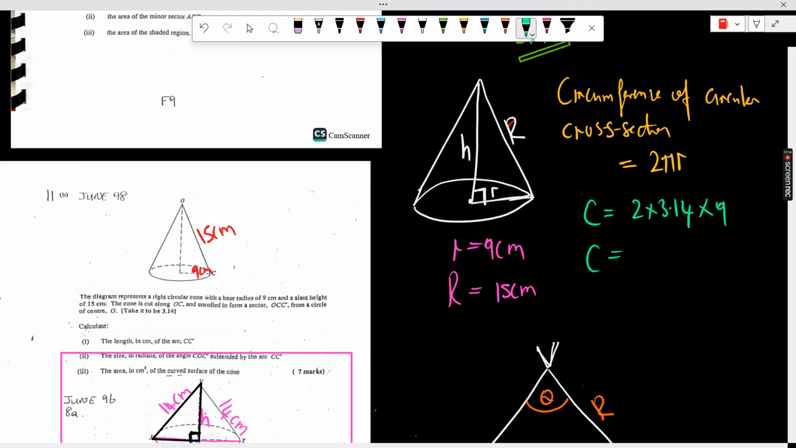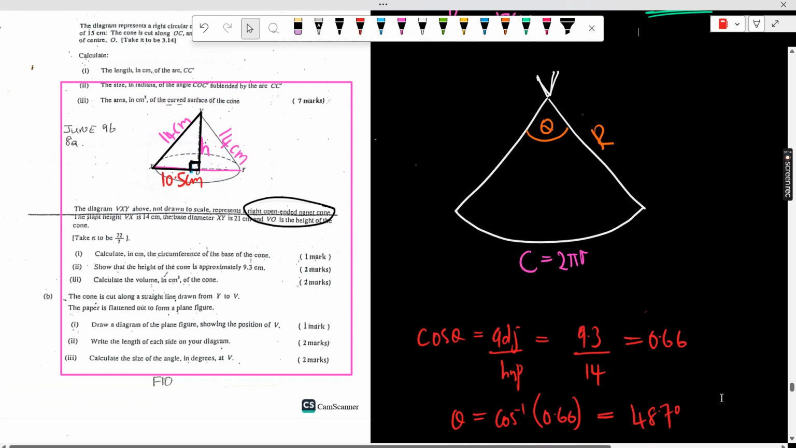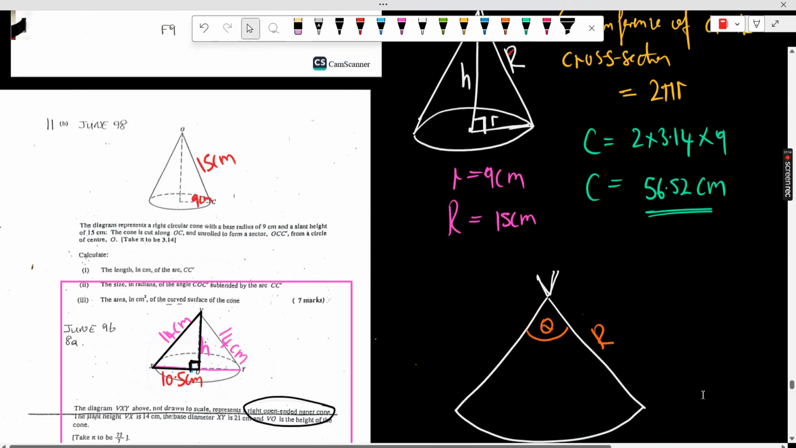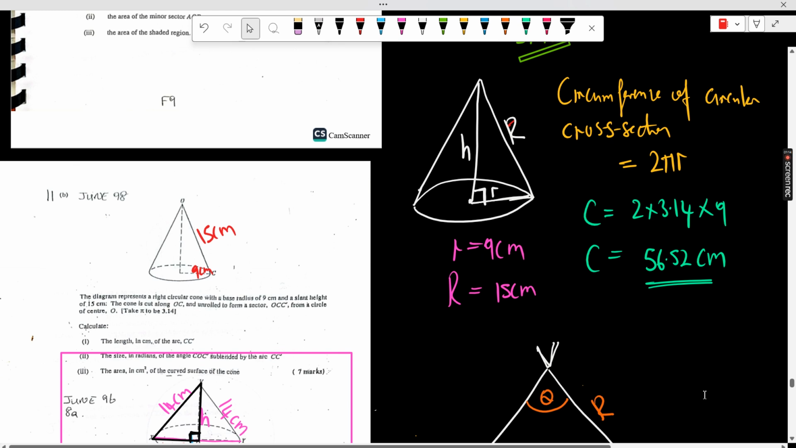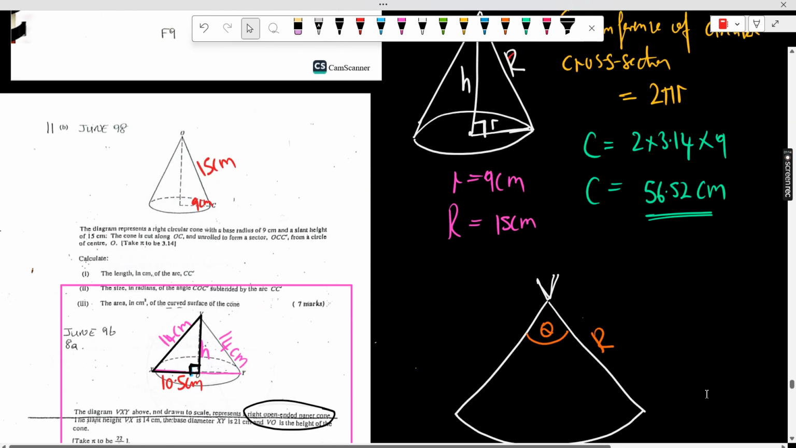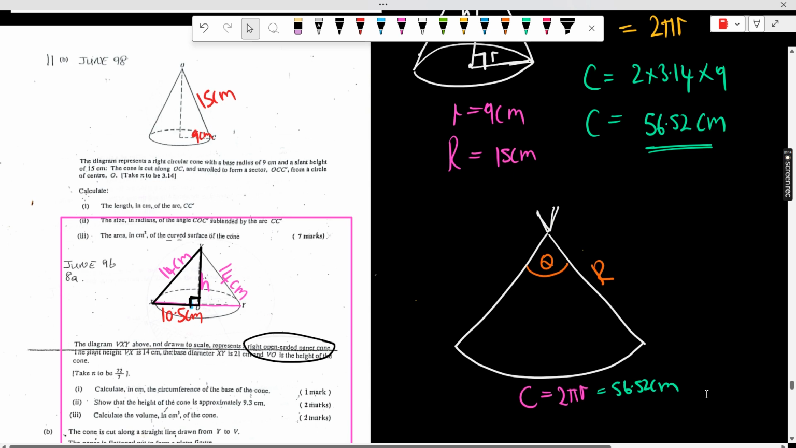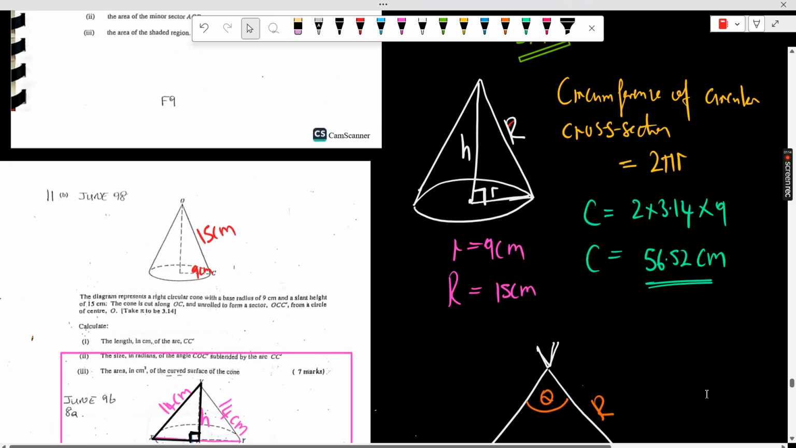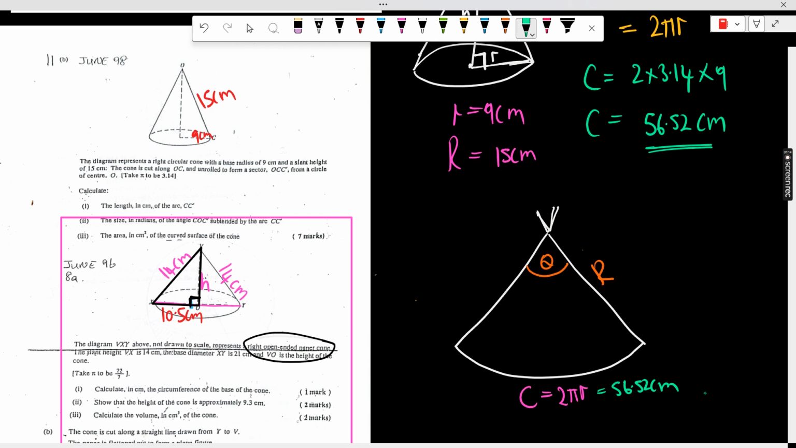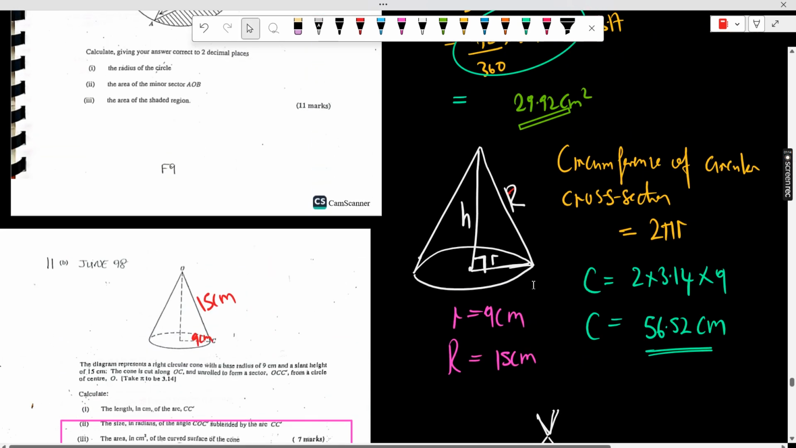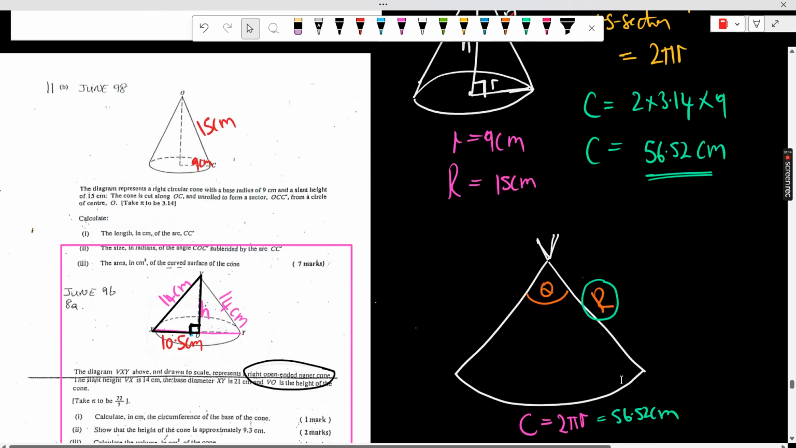So I got 56.52. All right, so 56.52 centimeters, right? So when you cut it open, the length of this arc right here would be 56.52 centimeters. That is always the case whenever you cut a cone open along its slant edge, right? Good. So that is the significance there. And now what happens is this. When you cut open the cone, essentially this slant length becomes the radius of the sector. You understand? So the length of the slant edge becomes the radius of the sector. Is that clear?